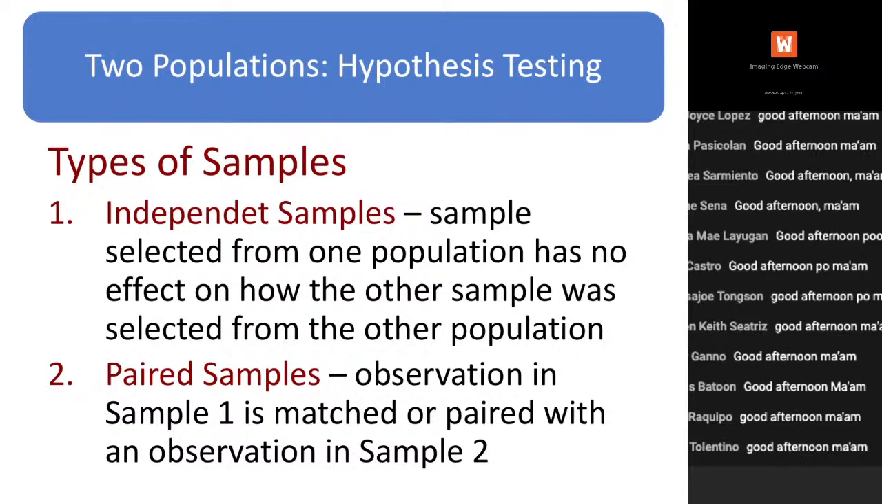Whereas kung scores ng male versus female, independent yun. Okay, independent. So scores ng females, scores ng males, independent. Walang epekto yung score ng male sa score ng female. Independent samples yun. Importante that you can distinguish whether your samples are independent or paired, because like what I said a while ago, that determines also the appropriate test statistic for your data.